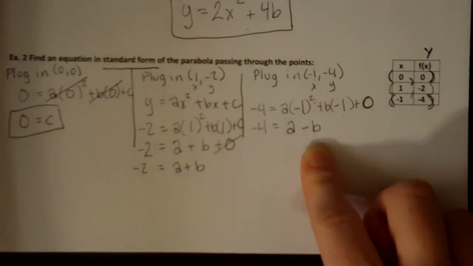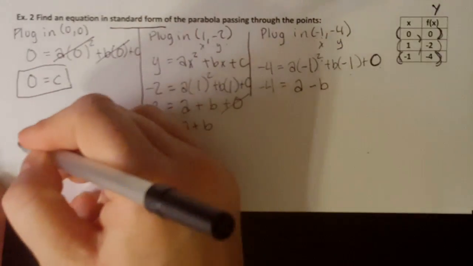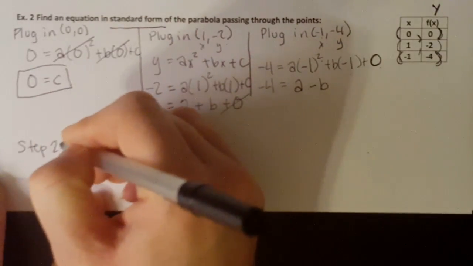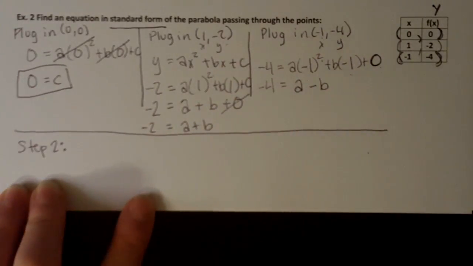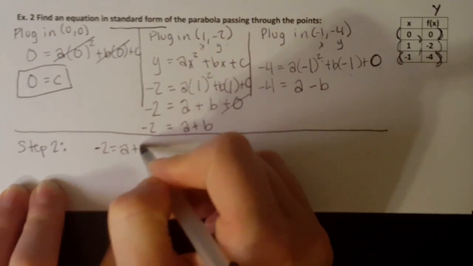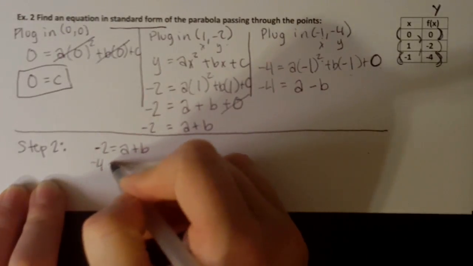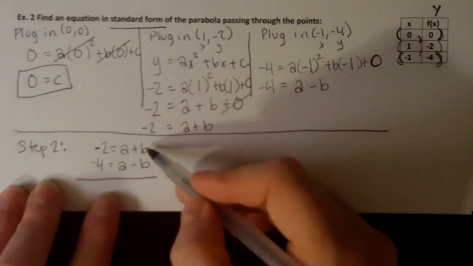So what we're going to do is that step 2, we're going to use elimination. Line them up and use elimination. Just gonna make sure I don't overlap some things. So -2 equals a plus b, -4 equals a minus b. Line them up. Oh, look, nicely.